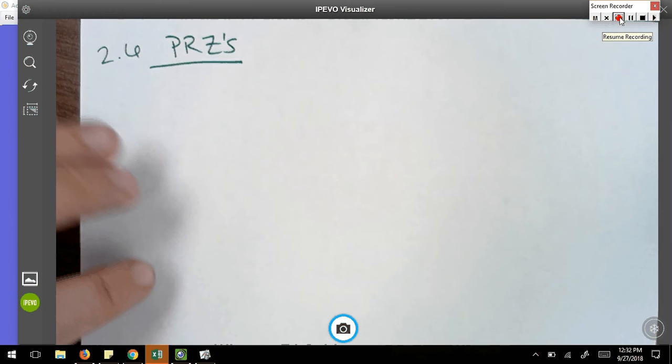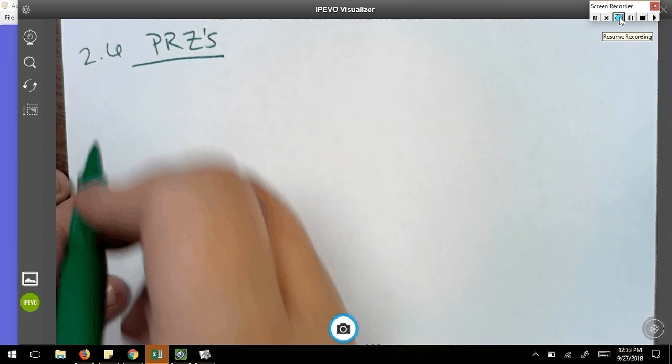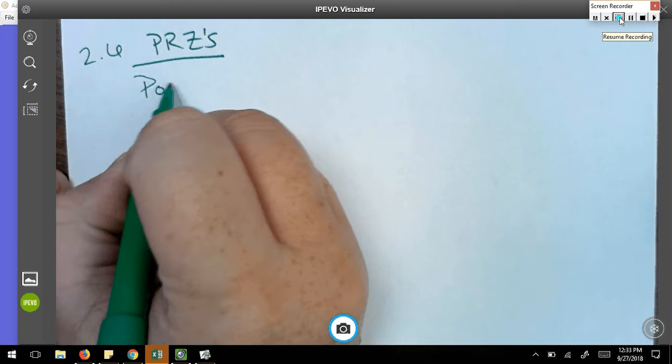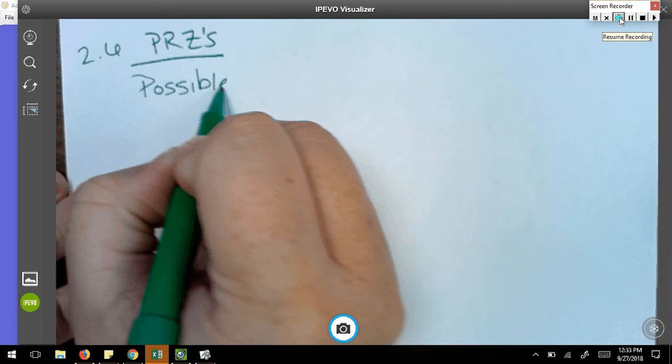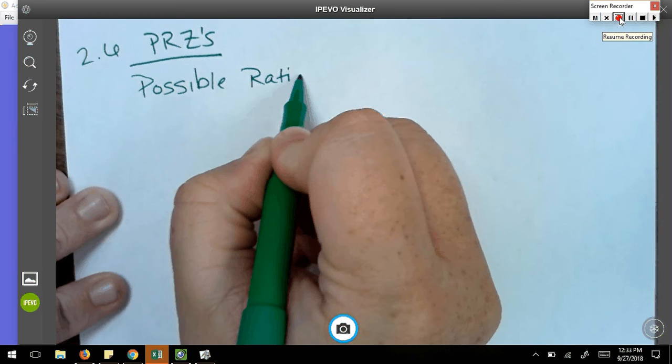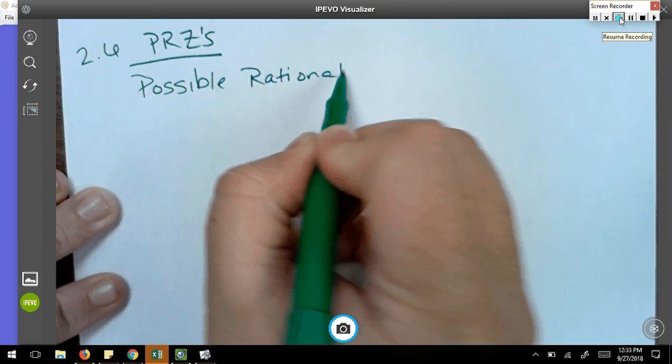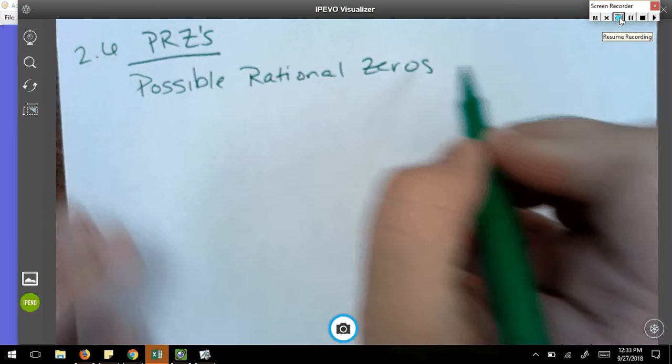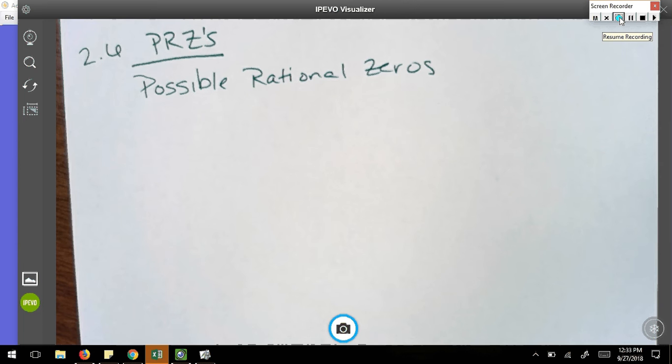Alright, PRZs. Y'all had some good guesses. Possible rational zeros. Now, here's what you have to think about. We have found zeros given a zero, right? But the problem comes in, what if we're not given a zero, we're not given a factor, but we're asked to find all the zeros? We get ourselves in a bit of a pickle, right?